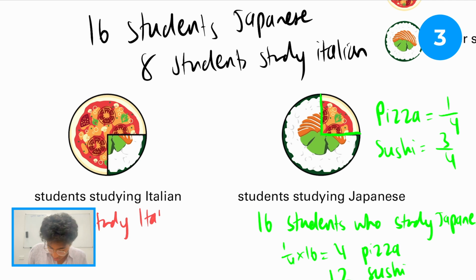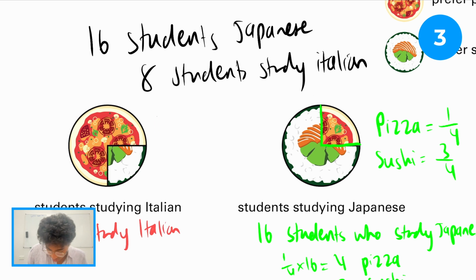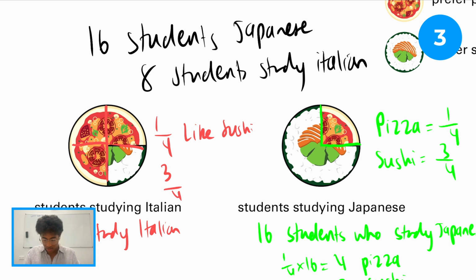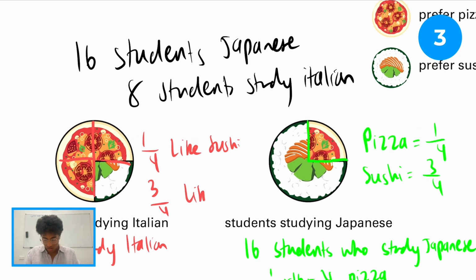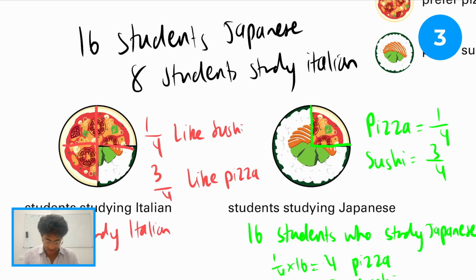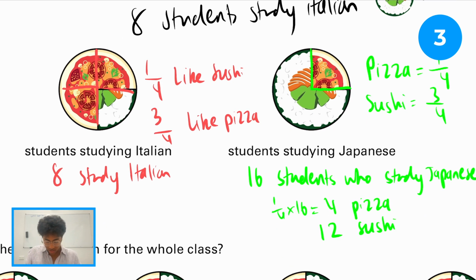People who study Italian, 1/4 like sushi, right? Because see how the pie chart represents it's 1/4? So that means a quarter like sushi, and the remaining, which is 3/4, like pizza. 1/4 like sushi and 3/4 like pizza. So if 8 study Italian, a quarter of the 8 will like sushi. That means 2 students will like sushi, and the remaining will like pizza. So 6 will like pizza.